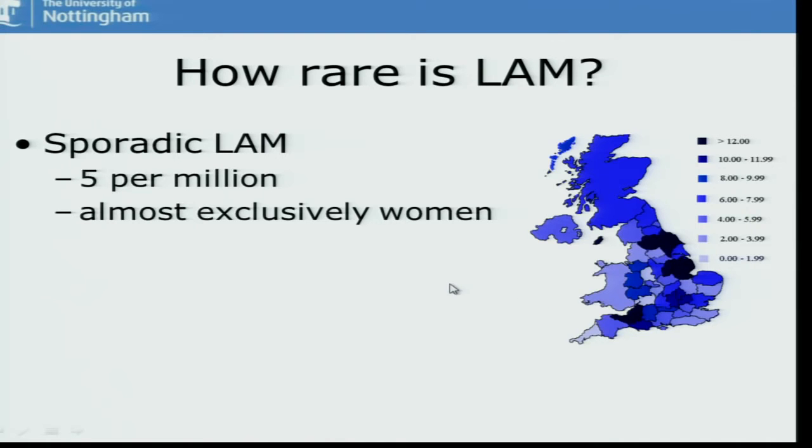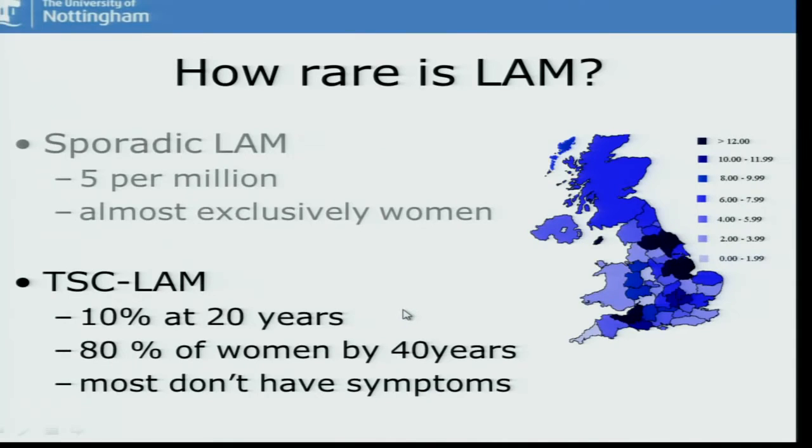It's almost exclusively a disease of women. Sporadic LAM seems to be exclusively women. Tuberous sclerosis LAM is much more common if you have tuberous sclerosis. If you scan the lungs of women with TSC, you'll see evidence of LAM in about 10% of people at the age of 20, but by the age of 40 years, about 80% of women will have evidence of LAM. The thing about the people with tuberous sclerosis LAM is that most of these people that have a few lung cysts won't get lots of symptoms, although some people with TSC LAM get lots of symptoms. So there are 2 forms. Sporadic LAM is pretty rare. Tuberous sclerosis LAM is still quite rare, but it's common in tuberous sclerosis.